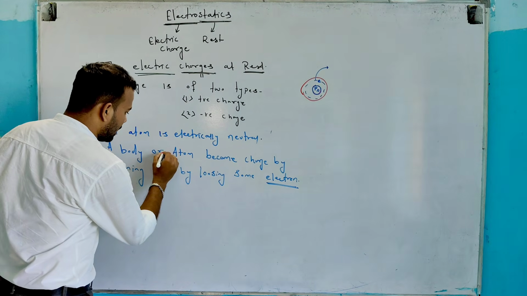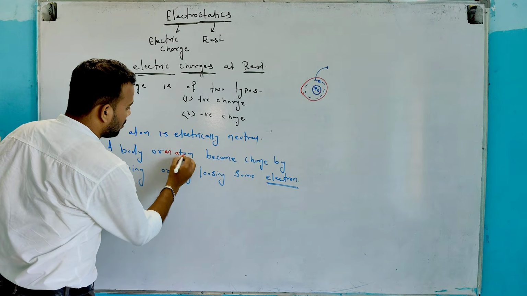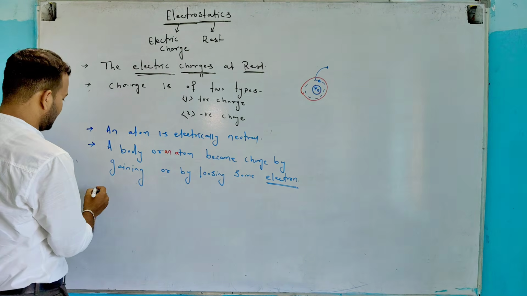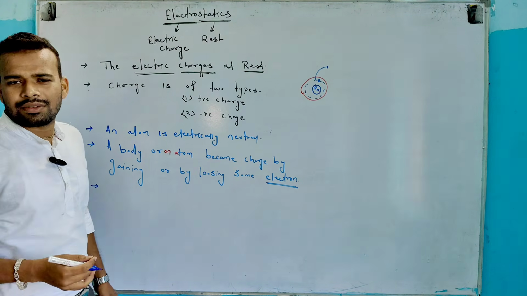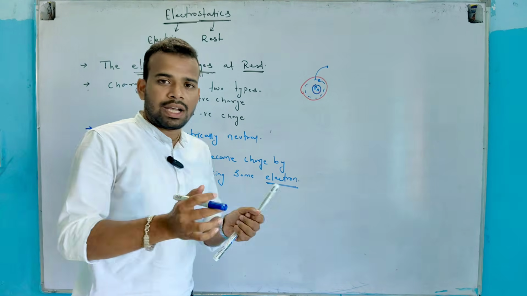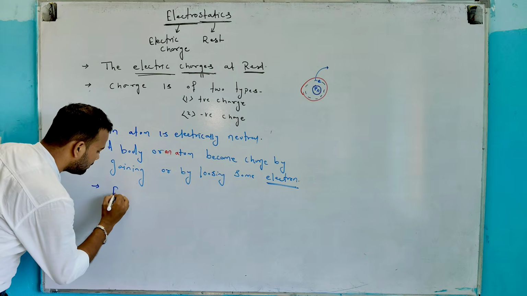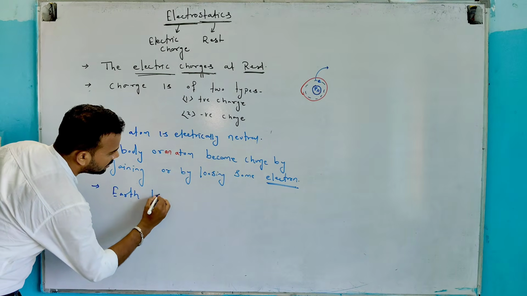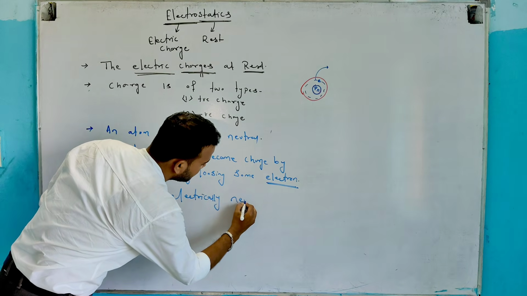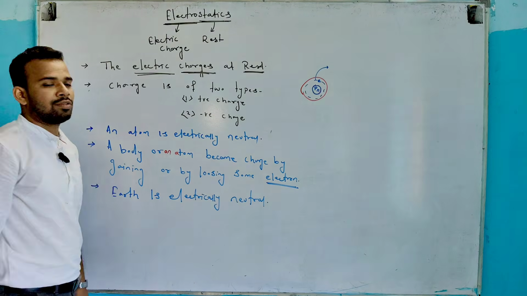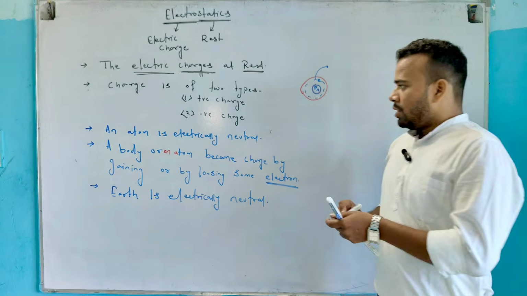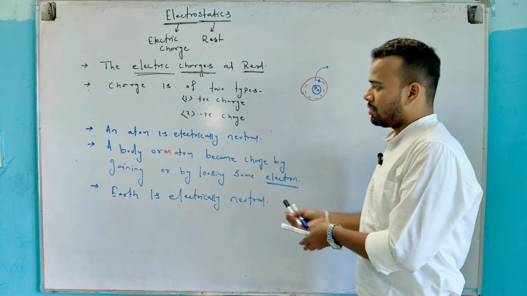So, a body or atom becomes charged by gaining or losing some electrons. Next point: here a question arises. What is the charge of the Earth? The charge of the Earth is electrically neutral. The total charge of the Earth is 0. So these are a few things about charge.